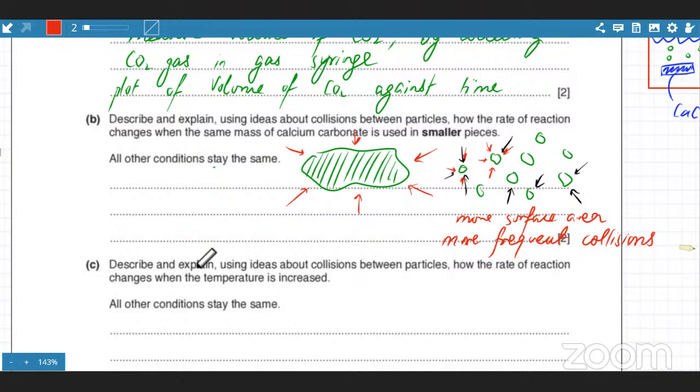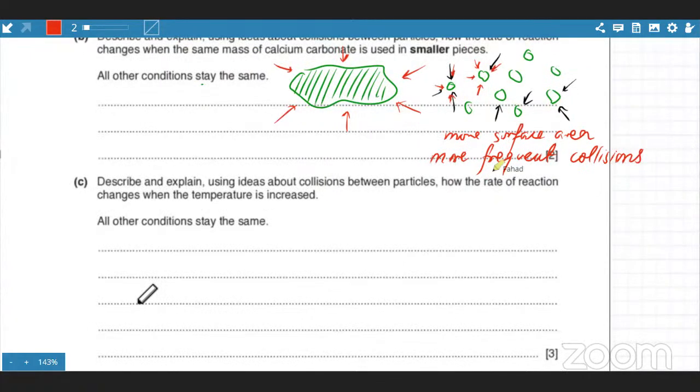Part C is: describe and explain using ideas about collisions between particles how the rate of reaction changes when the temperature increases. All other conditions stayed the same. So again, it's ideas about collisions. So the particles will have more kinetic energy. Always use that word.